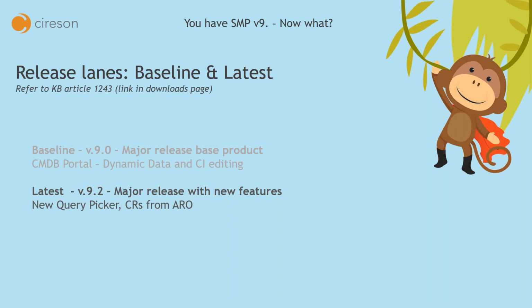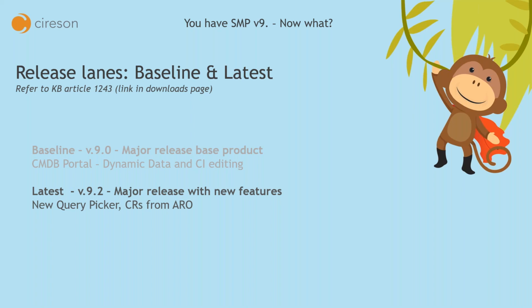So it's a nice way for us to have our customers on a major release-based product. Hot fixes that come out on either baseline or release are cumulative, and on the baseline track, they are essentially fixes to the base product. They're not introducing new features.